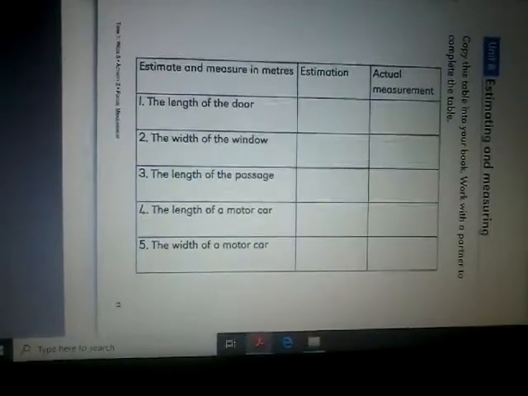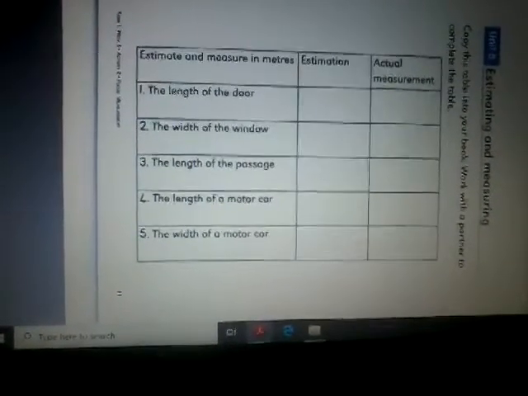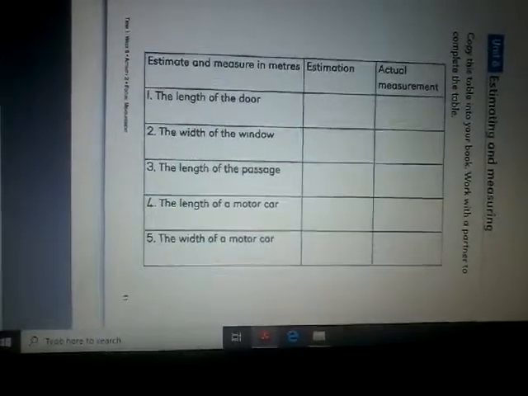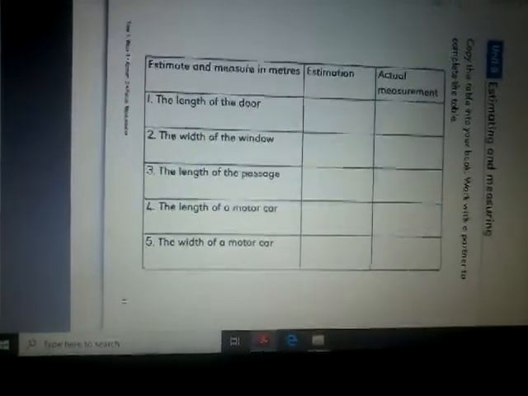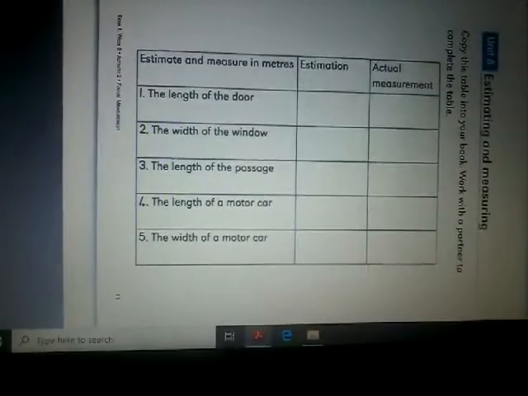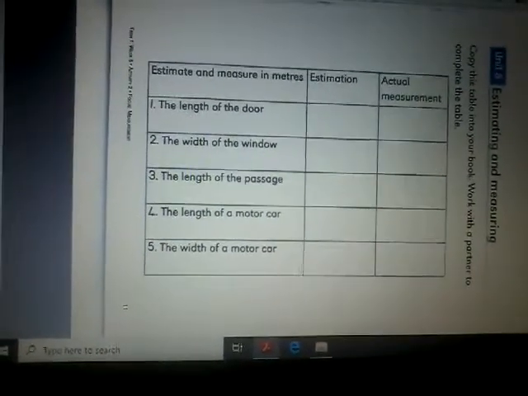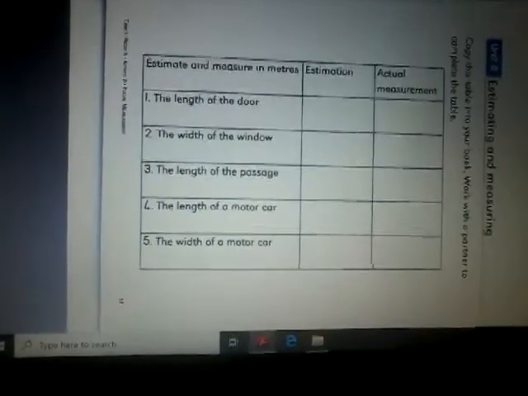You're going to do the same with the width of your window, the length of a passage. Now, if you don't have a passage, you can leave that one out and you can just put a dash there. And a length of a motor car. Now, if you're in a block of flats and you can't get to your motor car due to social distancing, you can just guess it. I don't mind. And the same with the width of a motor car.